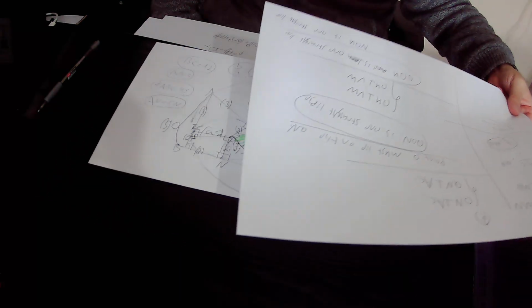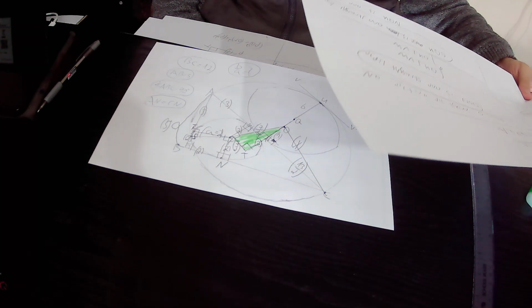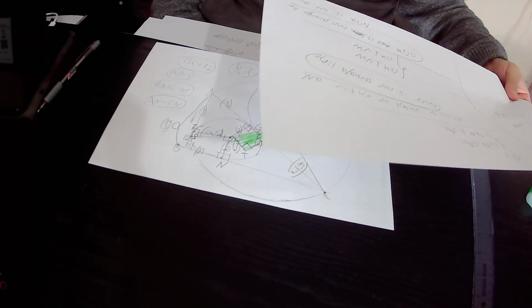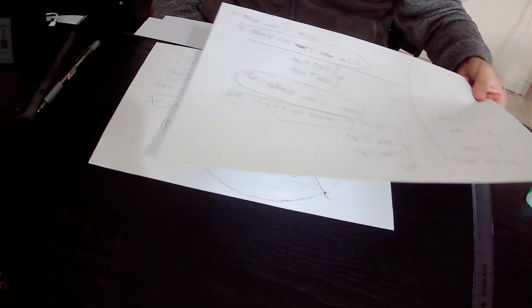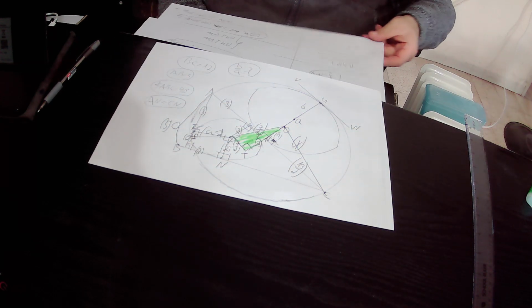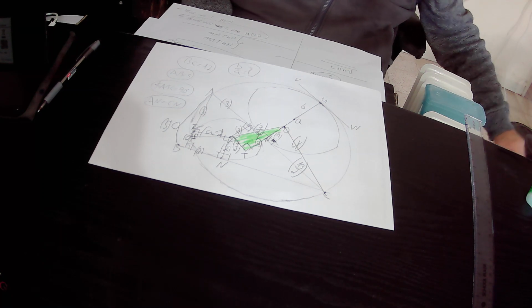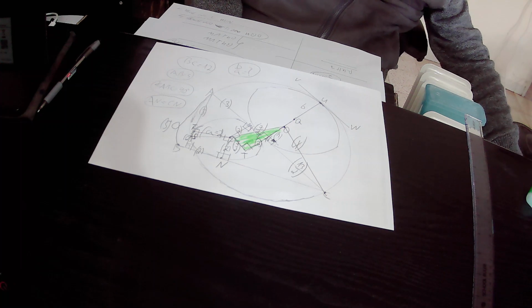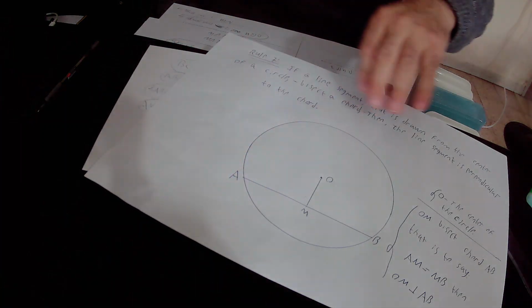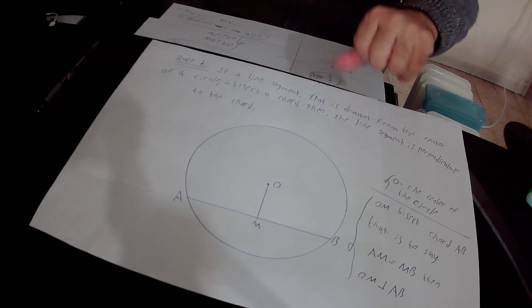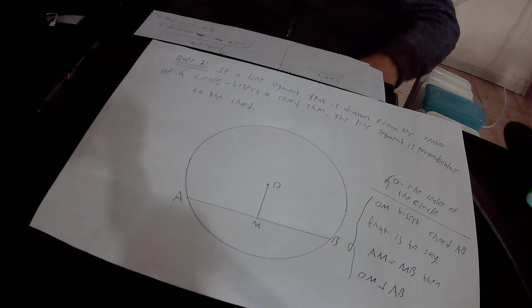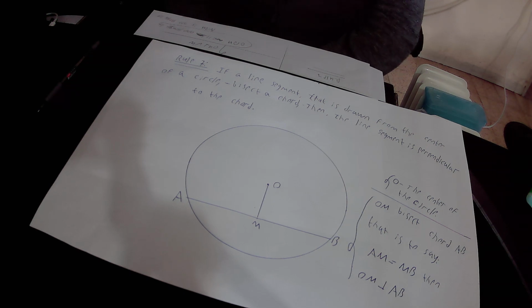Then I presented to you rule number 7 and implemented rule number 7 in our drawing. Moving to rule number 7. If a line segment that is drawn from the center of a circle bisects the chord, then the line segment is perpendicular to the chord.